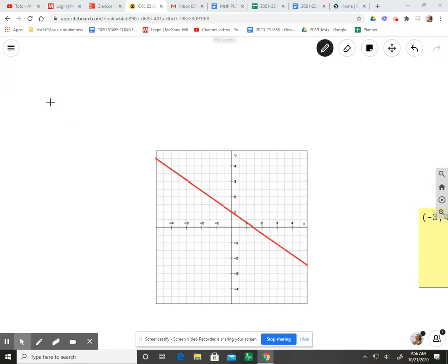Alright, so the I can statement that we are talking about in this video is: I can find slope from a graph, two given points, a given linear equation, and a table of values. I can find slope from, and then we're going to go through these four different ways that we can find slope.